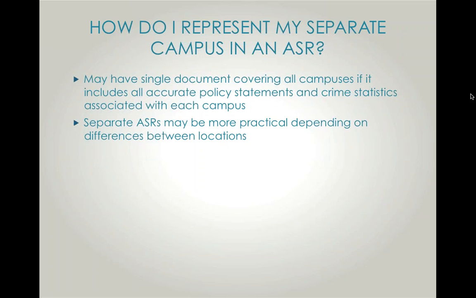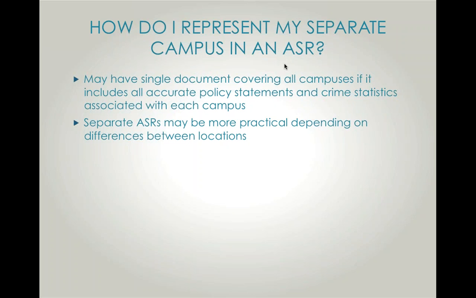And so there are two different structures that you might choose to use. One is that you are permitted to have a single document covering all campuses if it includes all accurate policy statements and crime statistics associated with each campus. Separate campuses have to comply independently with all of the Clery Act requirements. So if you do have separate campuses and you're choosing to put them in the same ASR, the question you'll need to ask yourself as you put in all of those policy statements and look at the statistics is, are we thoroughly including each requirement, and are we including information specific to each one of those locations? So if your processes are different, for example, for emergency notification in one location versus another, that would need to be clearly represented in your annual security report in order for you to effectively do this.